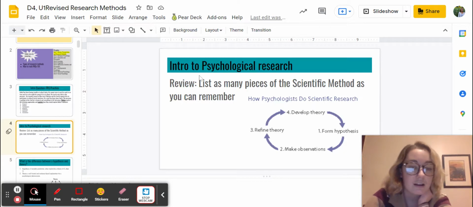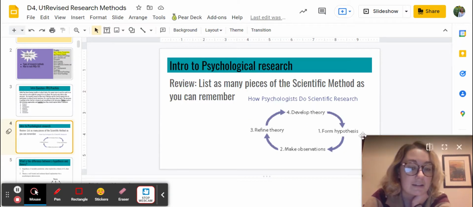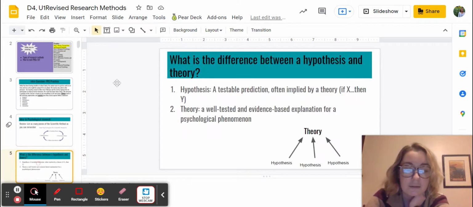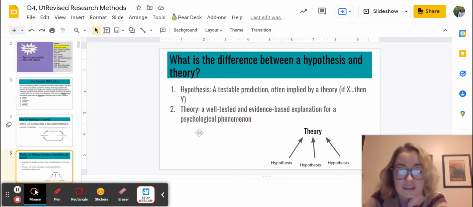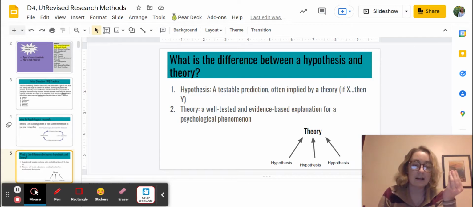And we know that this all comes from the scientific method. And the first part of the scientific method is you need to have a hypothesis. And remember, a hypothesis, if you take any science class, is that testable prediction. If I change X, then Y will happen. That if-then statement.